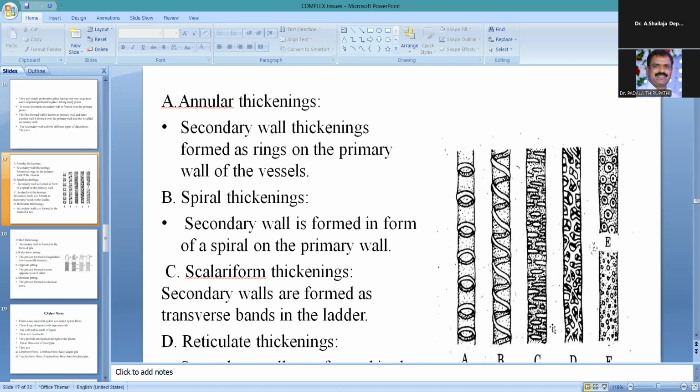And C is scalariform thickenings. Secondary walls are formed as transverse bands, ladder-like structures, on the primary wall. And the next one is reticulate. D is reticulate. See here in this picture you observe reticulate thickenings. Some spaces are in between. That is reticulate thickenings.